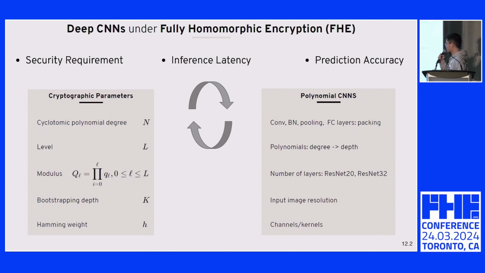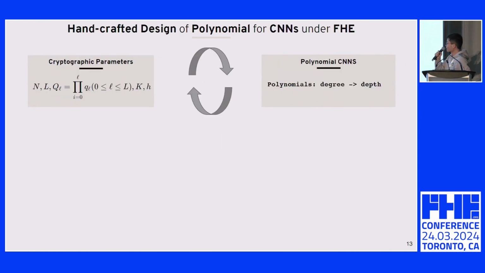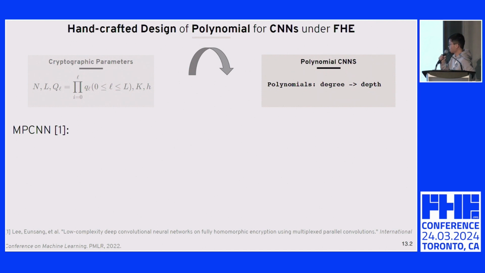So it will determine the levels, and the input image resolutions. To simplify this question, if we are given the CKKS parameters, we consider how to design polynomials so that we can plug the polynomials into the CNN structures and evaluate the convolutional neural networks. An example is MPCNN.